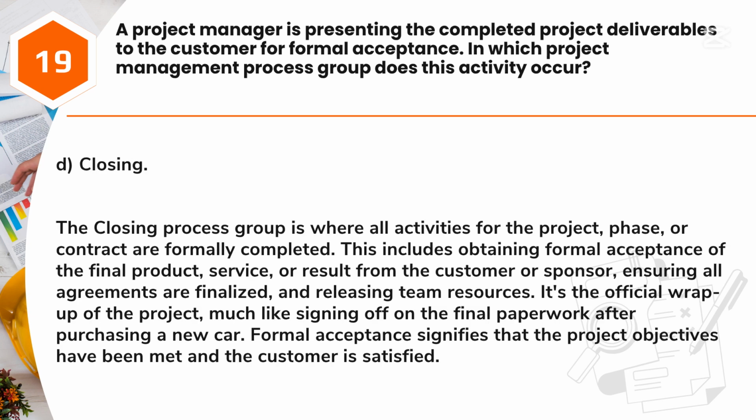Answer: D. Closing. The closing process group is where all activities for the project, phase, or contract are formally completed. This includes obtaining formal acceptance of the final product, service, or result from the customer or sponsor, ensuring all agreements are finalized, and releasing team resources. It's the official wrap-up of the project, much like signing off on the final paperwork after purchasing a new car. Formal acceptance signifies that the project objectives have been met and the customer is satisfied.